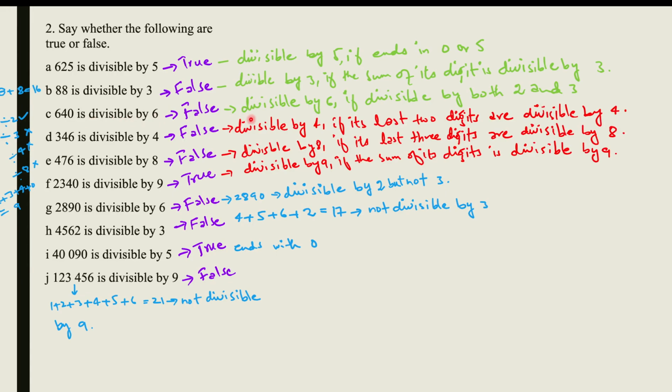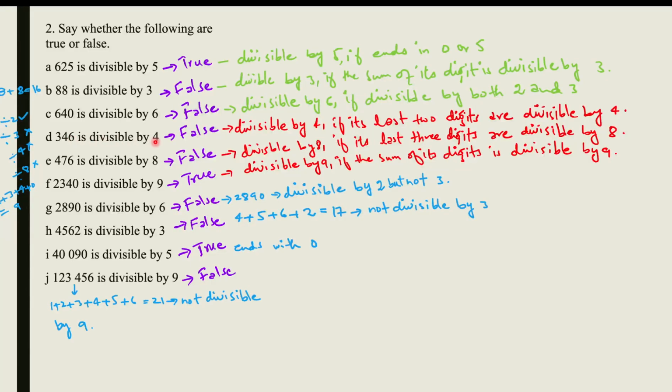640 is divisible by 6. A number is divisible by 6 if it's divisible by both 2 and 3. So we have to check its divisibility by 2 and 3. So 640 is divisible by 2 completely and evenly, but it's not divisible by 3 completely and evenly. Therefore, this is false. Both the conditions are to be implemented properly and proven, and both of them should be evenly dividing it. If only one of them is doing it, the other is not, that's again not completely divisible.